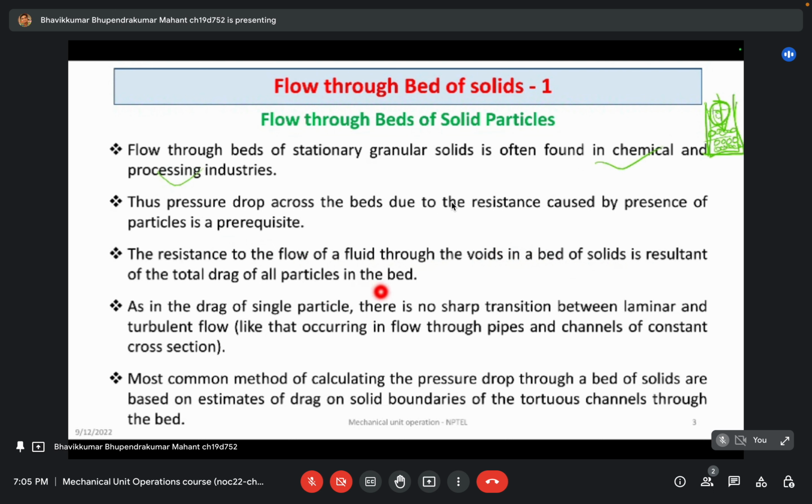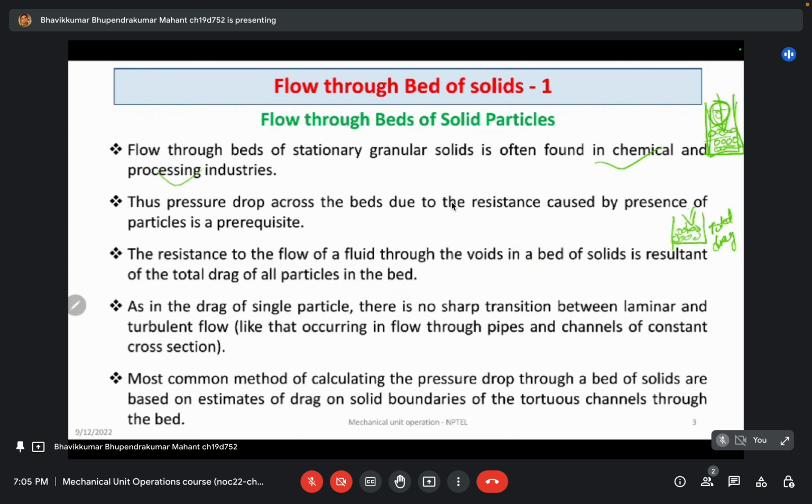We discussed the drag force, but here you can see that there is also resistance to the flow of the fluid through the voids in the bed of solid. There is a bed of solid, and fluid flows through it. In this way, drag forces will be there in the voids also. So how can we consider the drag forces? We need to consider the total drag forces of all the particles in this particular bed.